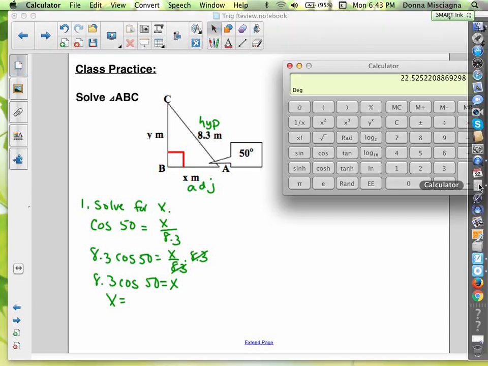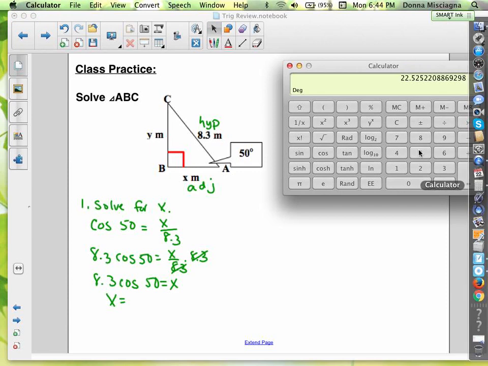And by the way, you can use the table. You would just replace cosine 50 with the decimal value for the trig ratio value for a cosine of a 50-degree angle. The calculator has the same thing in its memory. So either way, we're really doing the same thing.